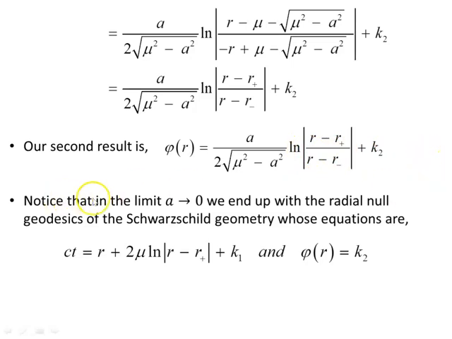Just one last thing before we finish. Notice that in the limit as a approaches 0, we end up with the radial null geodesics of the Schwarzschild geometry. Those equations are CT equals r plus 2 mu ln, where a goes to 0, a lot of things drop out. See here, a goes to 0 here, and phi of r just becomes a constant, because in the Schwarzschild geometry you can have purely radial paths where a particle with or without mass can come in a radial direction. There's no rotation, so there's no twisting of space-time. A particle can come in on a pure radial path, so a pure radial path then has a constant angle. All right, and that's it.